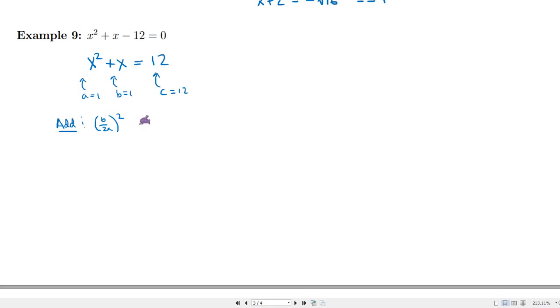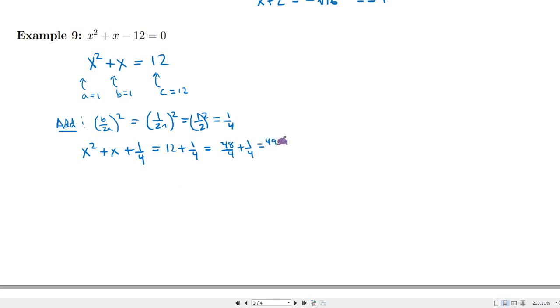Okay, so what is this? So 1 over 2 times 1 squared, so this is 1/2 squared, so that's 1/4, so we add a 4th to both sides, so we have x squared plus x plus a 4th equals 12 plus a 4th, and we could write that as 48 over 4 plus a 4th, which is 49 over 4.